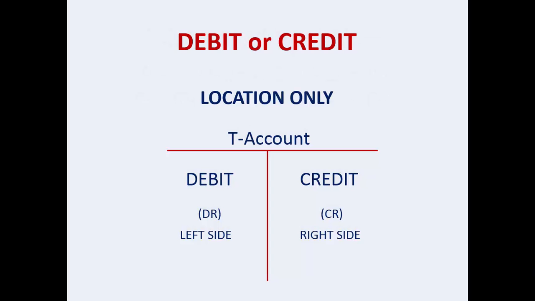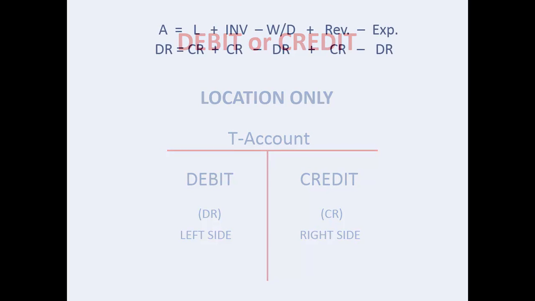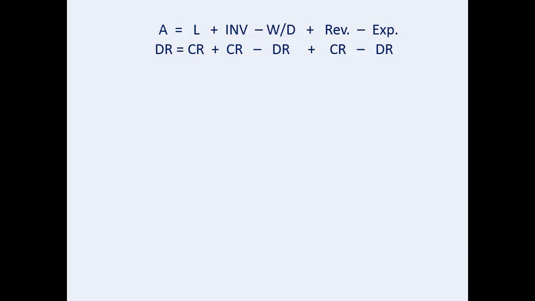Debit or credit, it doesn't mean all the time an increase or all the time a decrease. Remember, it depends on the account, the category. It's location only. The debit's on the left, the credit's on the right. Okay, here's your expanded accounting equation.